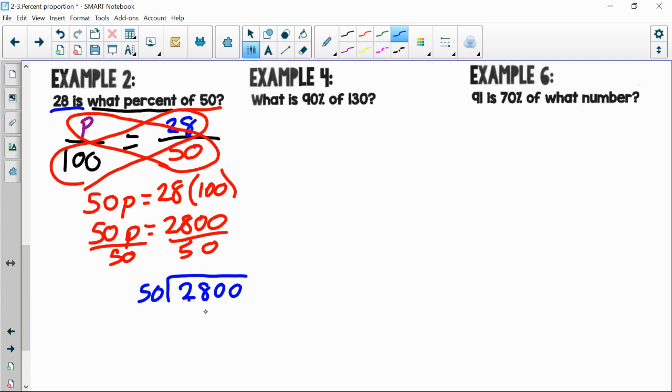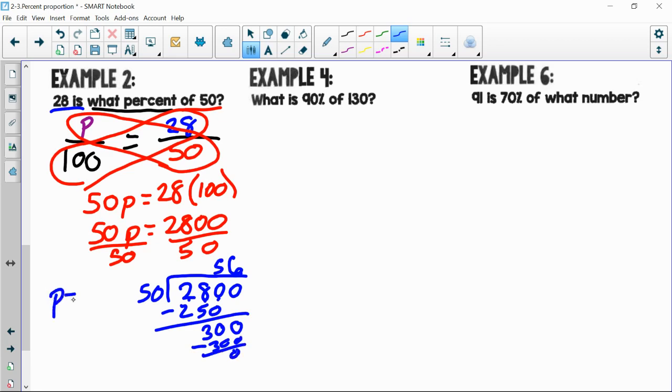50 can't go into 2, it can't go into 28, but it can go into 280 five times. 5 times 50 is 250. So that's how I know what to do. All right, bring down my 0. So 50 goes into 300 six times, because 6 times 5 is 30 and 0.